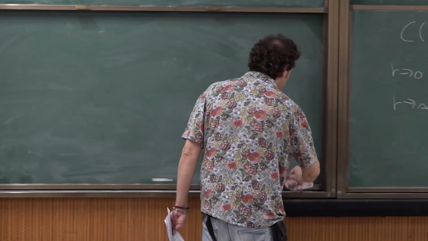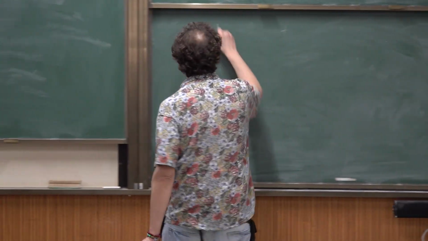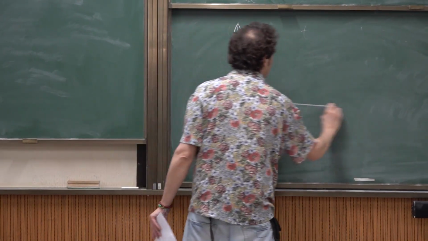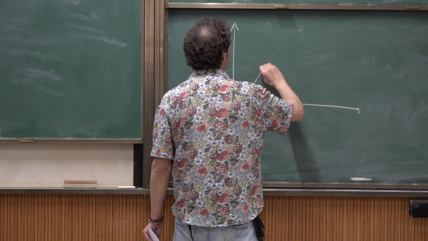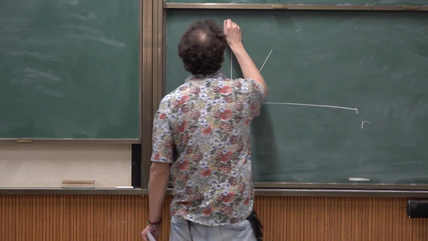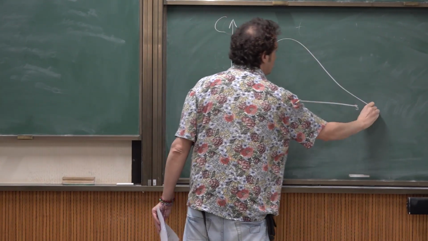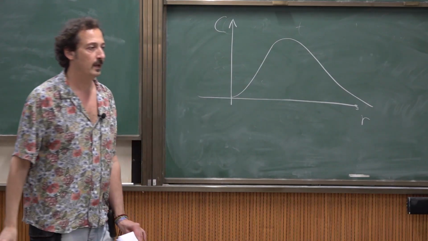So the compaction function is an object that, whatever it is, will have a certain shape, but it goes to 0. So this is in R. This compaction function has a maximum and then goes to 0 at infinity.